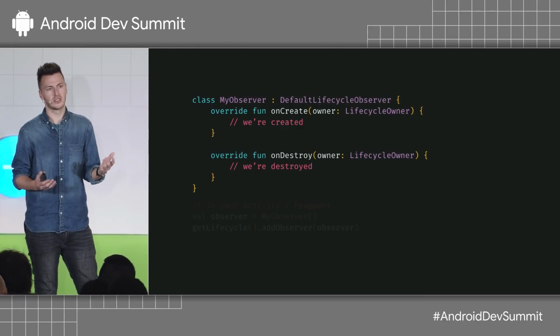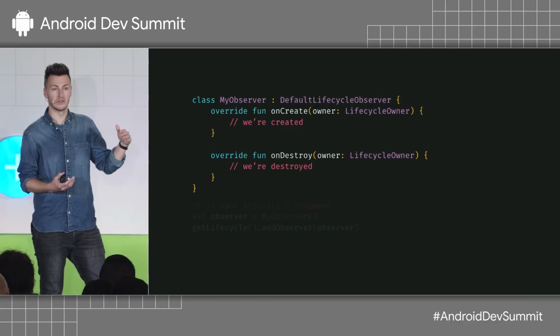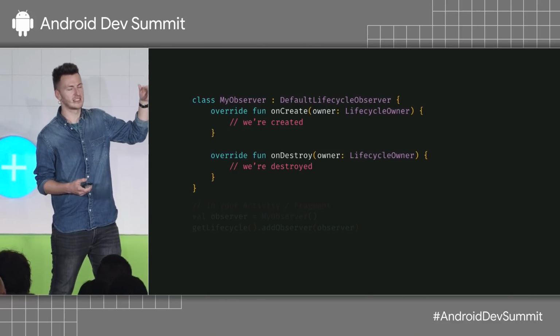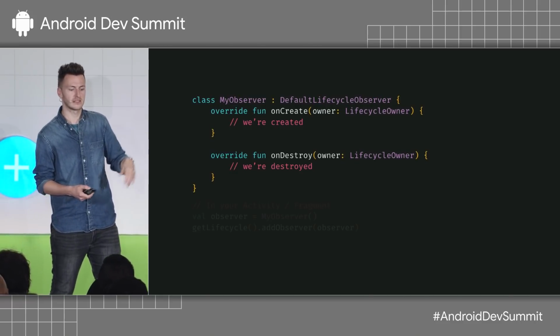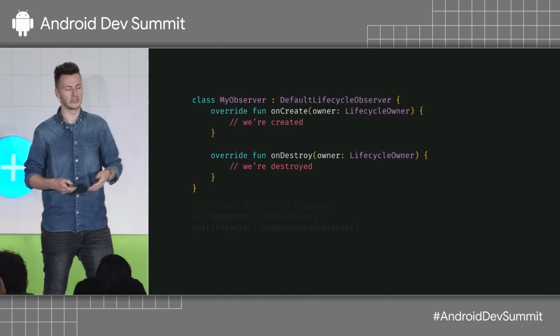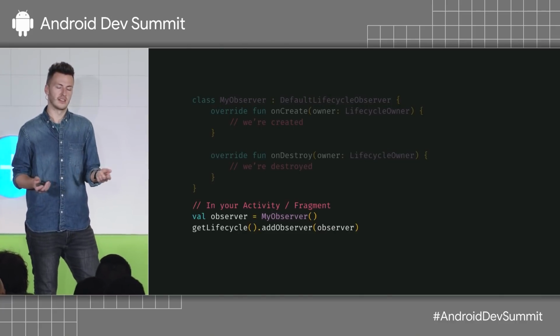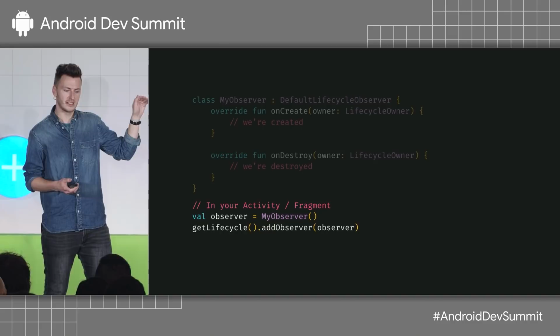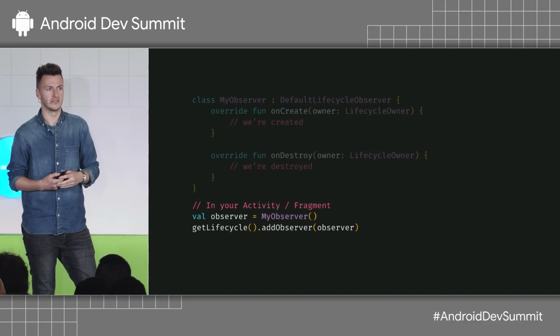You create a lifecycle observer, and in this example, we're using default. When you create it, it has methods for each of the different lifecycle events, so onCreate, onDestroy, onStop, onStart, whatever it may be. And to actually use it on an activity or whatever it may be, you create an instance and you add the observer. Hopefully you've seen this API before.